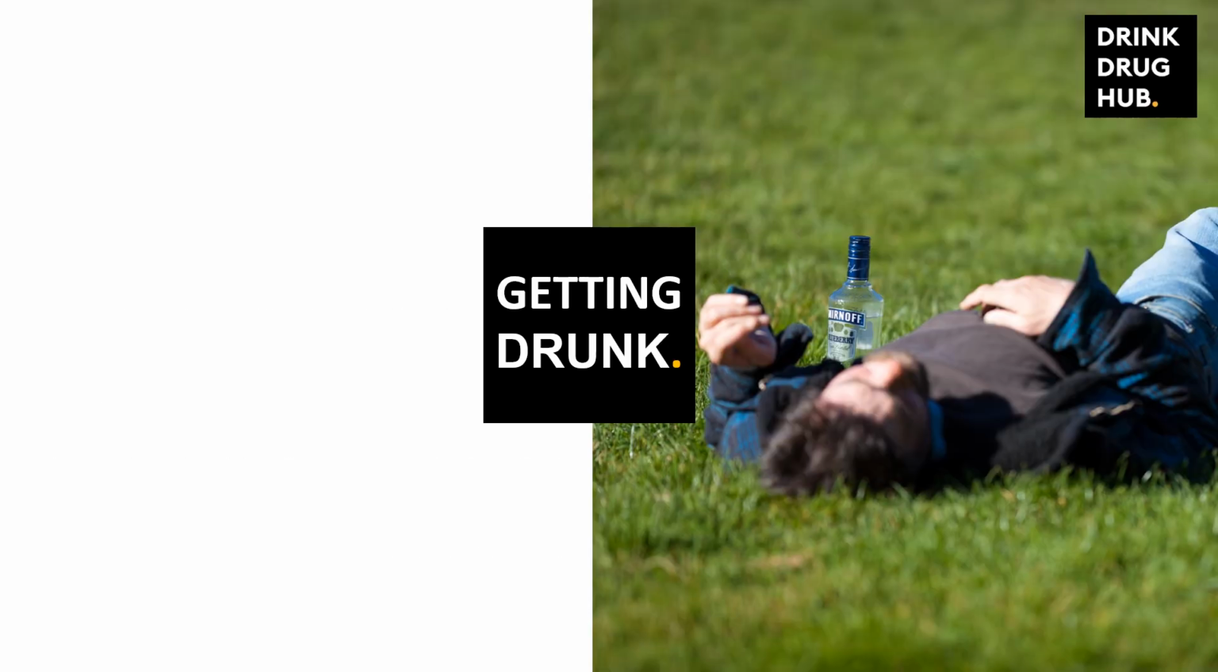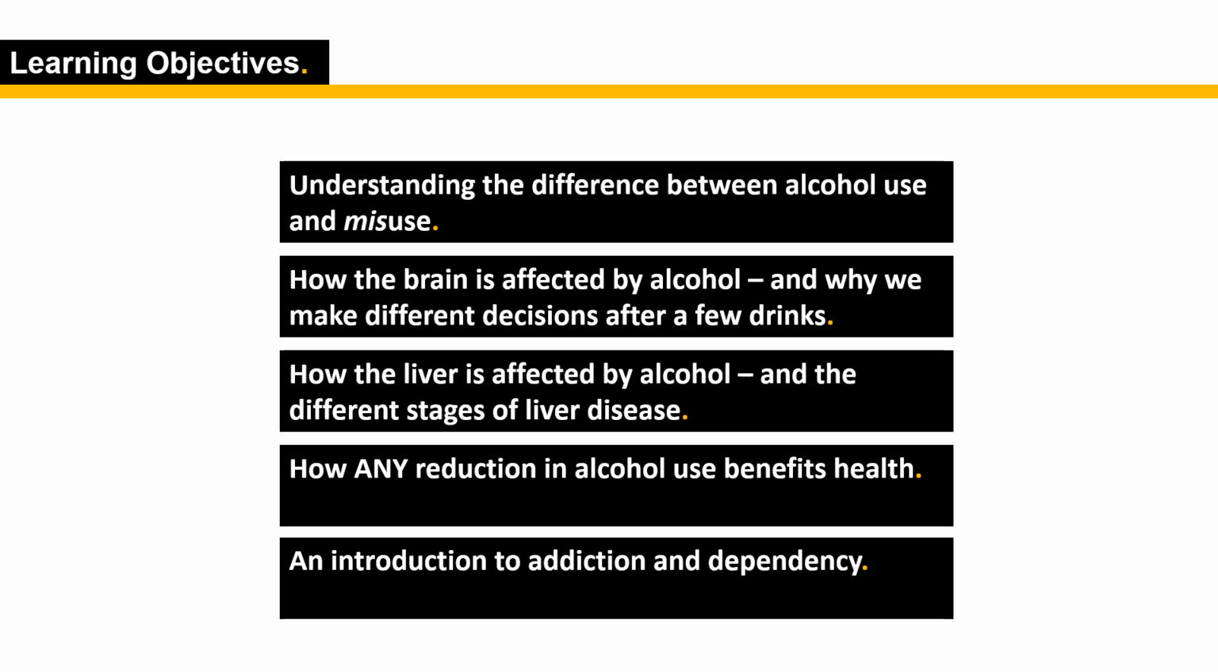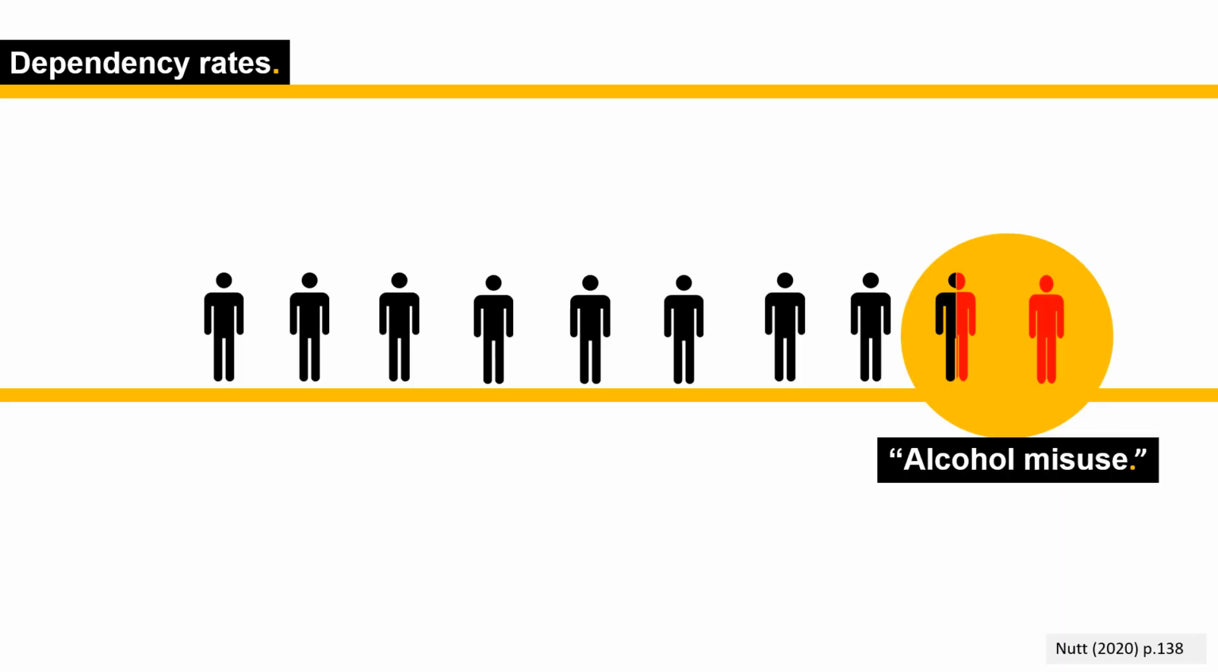This session is module 2 of our alcohol course. It's called Getting Drunk. And in this session, we'll be looking at what we mean by alcohol misuse and the difference between that and alcohol use. We'll look at how the brain's affected by alcohol and also the liver. And then we'll look at how any reduction in alcohol use benefits your health and an introduction to addiction and dependency. So this is where we're going to start.